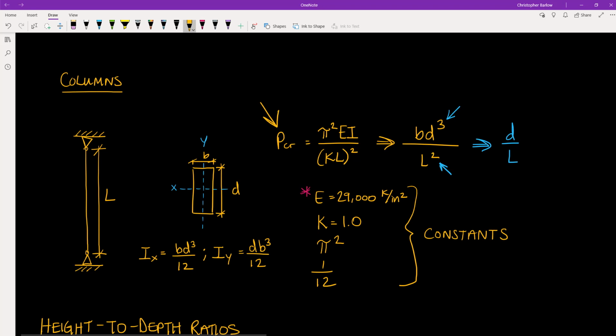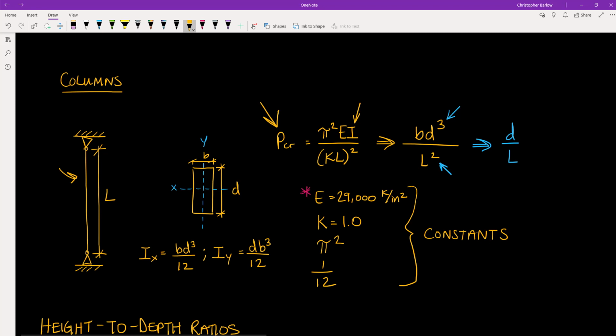Also, when we look at the denominator here, we can make some simplifications by saying that most steel columns will be designed for this pinned-pinned condition, where K is equal to 1. And so, that is another constant in the formula. And lastly, when we look at our moment of inertia, back in the numerator of the equation, recall that the moment of inertia is equal to the width times the depth cubed over 12.